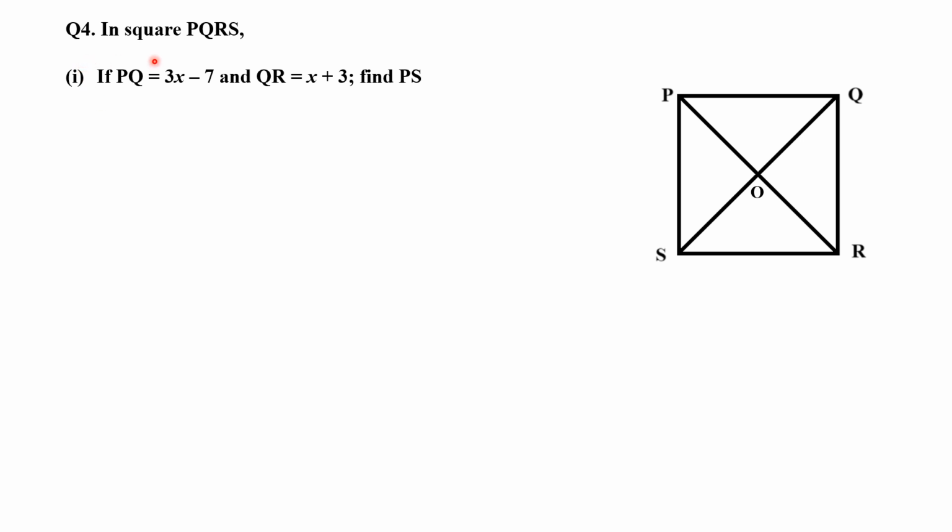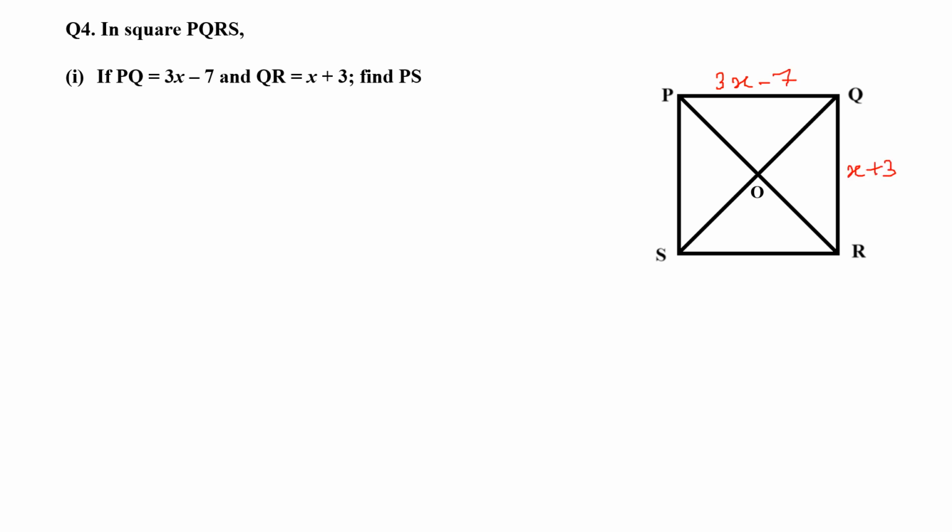Now this is question number 4. In a square PQRS, if PQ is 3x minus 7, QR is x plus 3, find PS. So here measurement of the sides are given, right? PQ is given as 3x minus 7 and QR is given as x plus 3.